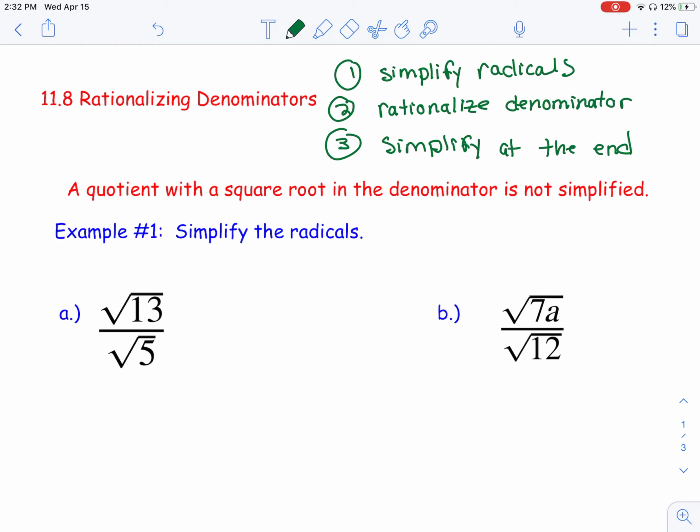So it's the same thing as the expectation that you reduce your fraction. In an answer, we also expect you to simplify your radicals and to rationalize your radicals. To do that, there's 3 steps. The first step is always simplify any radicals. So make sure all the radicals are simplified first. Then we'll rationalize the denominator, which I'll show you how to do. And then at the end, your very end answer should be simplified. So make sure you simplify all the radicals at the end.